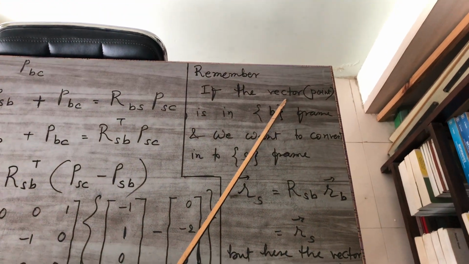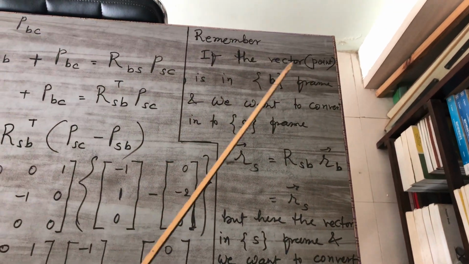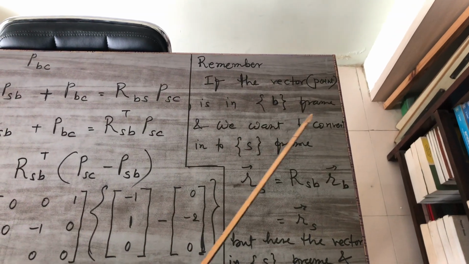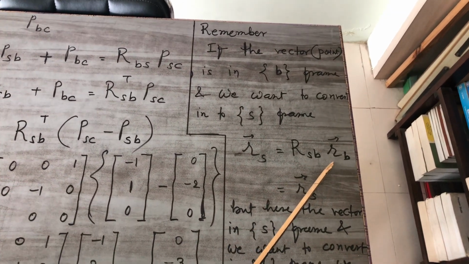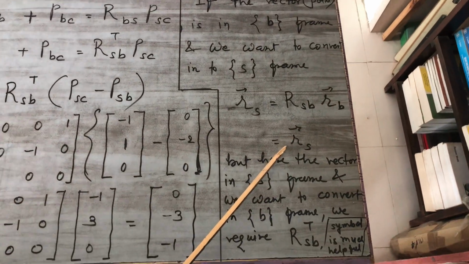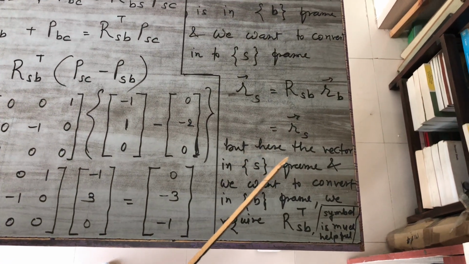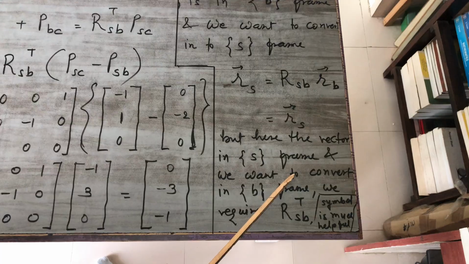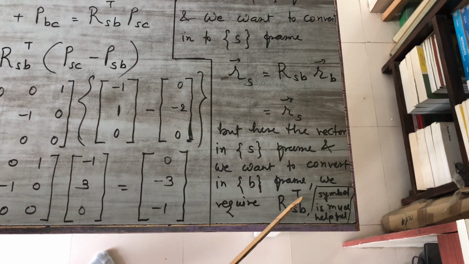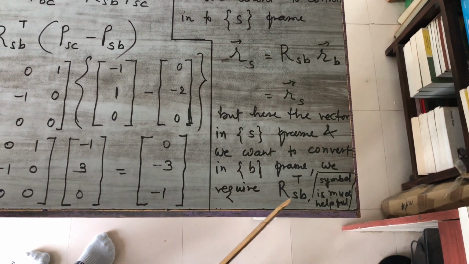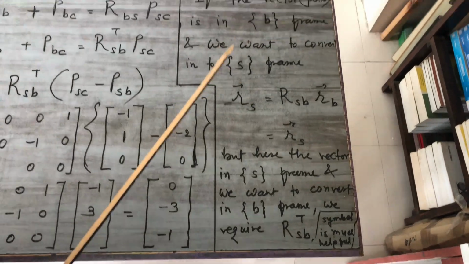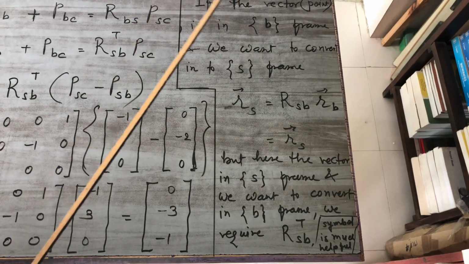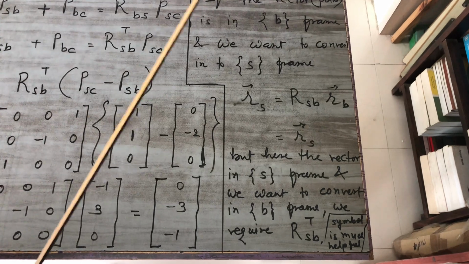If the vector, that is the position vector of a point, is in B frame and we want to convert it into S frame, then P_S is R_SB P_B, which is equal to P_S. But here the vector is in S frame and we want to convert it into B frame, so we require R_SB transpose, and the symbol notation is very helpful. So be careful about symbols.